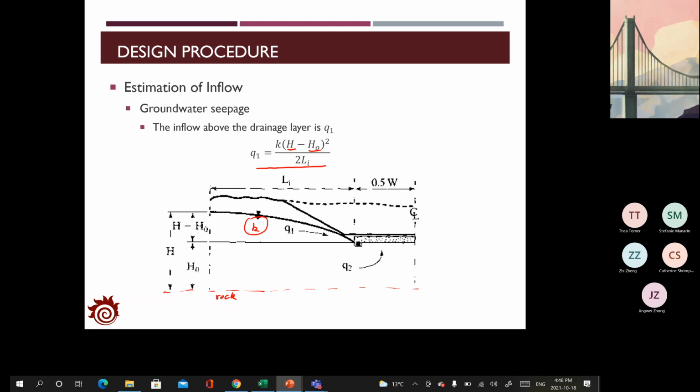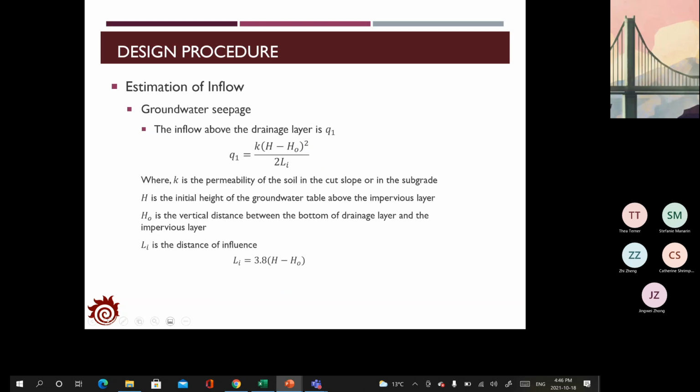And also Li is a function of H and H0, and it's the distance of influence, which means how long we should consider the impact of the groundwater on the drainage layer. So we actually have all the detailed explanation in this page. Usually Li is a linear function of H and H0. That will be 3.8 times (H minus H0). So this is one simple equation for us to calculate the inflow above the drainage layer.